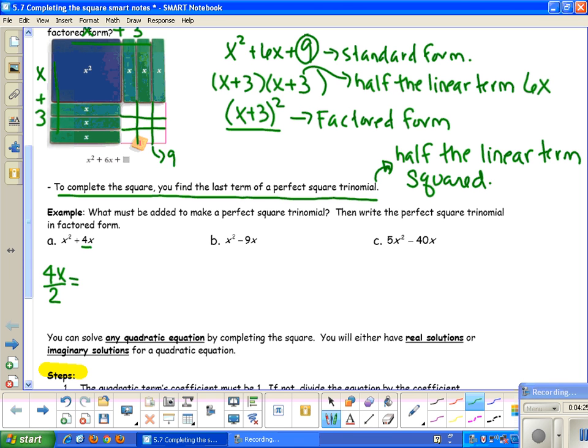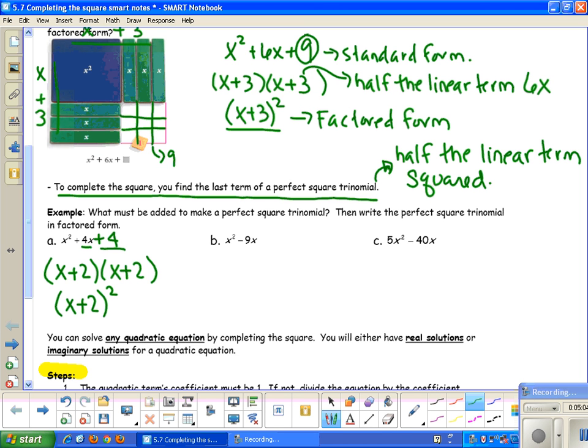Half of this is 2x, and actually we don't use the x, so I should say half just the coefficient. Half of 4 is 2, so then we take that 2 and we square it, so 2 squared is equal to 4. So to complete the square, we need 4 more. Now I'm going to write this in factored form just to show you. We would get x plus 2 times x plus 2, and this would become x plus 2 quantity squared.